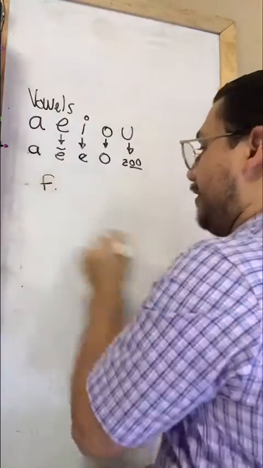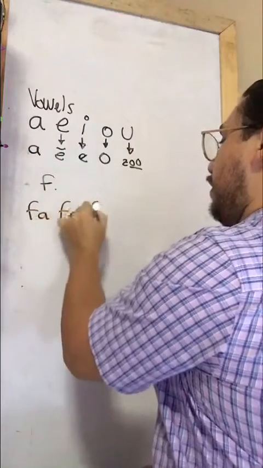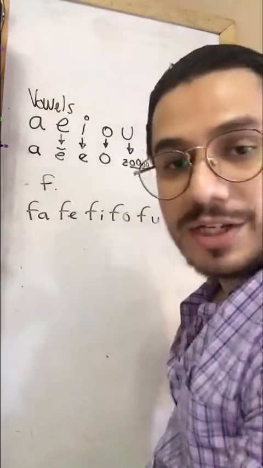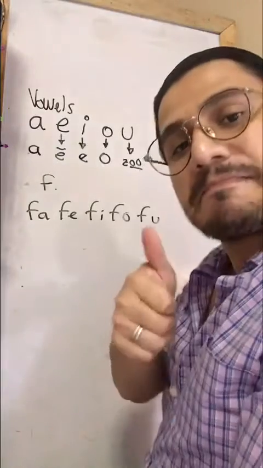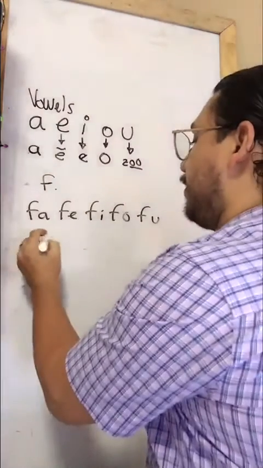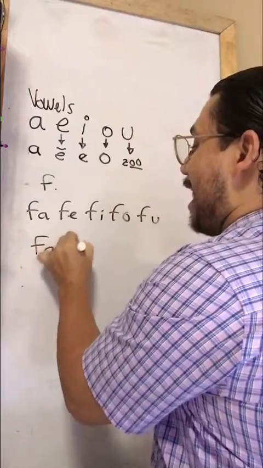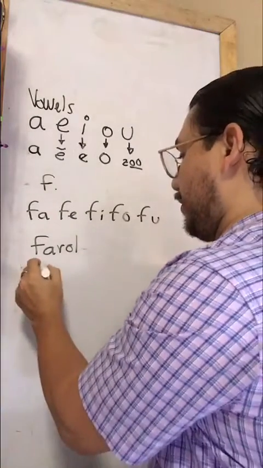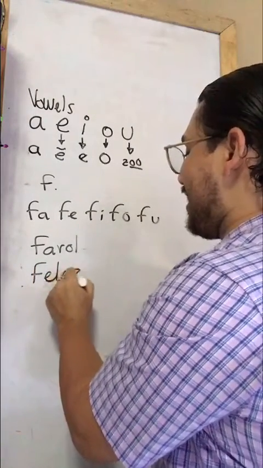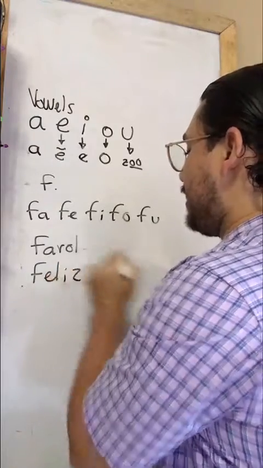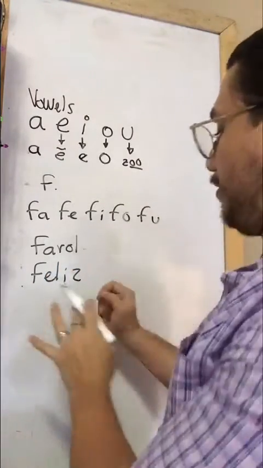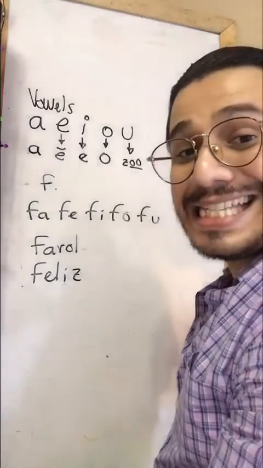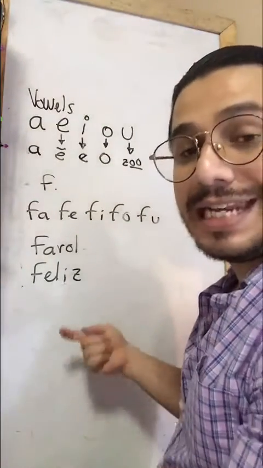F. We have fa, fe, fi, fo, and fu. I'm pretty sure that I'm doing something wrong. If a Spanish teacher or a first grade teacher ever sees it, I'm fine with making mistakes. Okay, so we have farol, farol. Feliz, feliz. I'm pretty sure feliz has an accent, but I don't know if I should put it or not. Feliz. Again, we don't say the Z, even if we use it. Feliz or felicidades. Feliz cumpleaños.